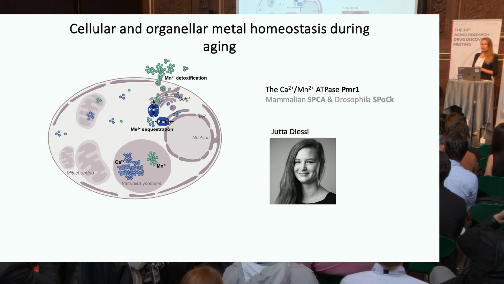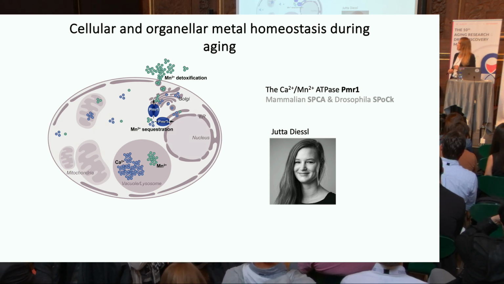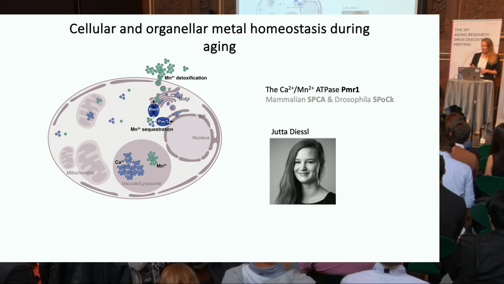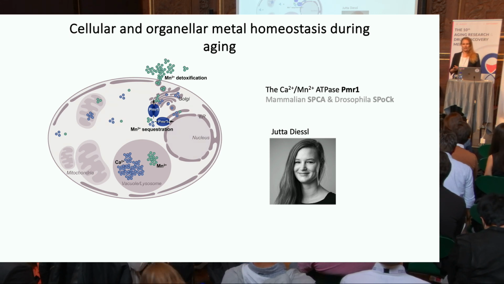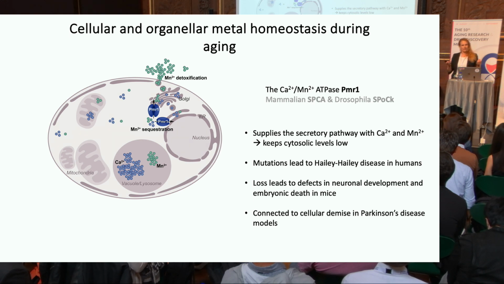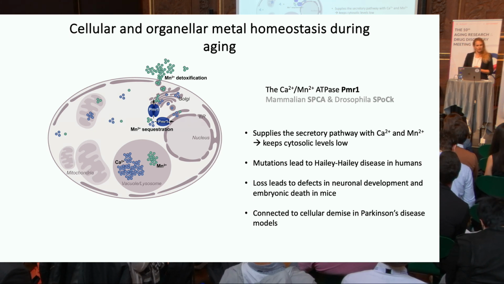And for that, she used cells that lack PMR1, which is a calcium-manganese ATPase that pumps those ions into the secretory pathway. So just really briefly, something with respect to the functions of PMR1 and also the phenotypes associated with its dysfunction. This is evolutionarily highly conserved and supplies the secretory pathway with both calcium and manganese. That means that this protein is on the one hand important to maintain proper levels of those ions in the secretory pathway for protein folding, processing, glycosylation, and so on. But on the other hand, it is also important to maintain the cytosolic levels of those ions low.